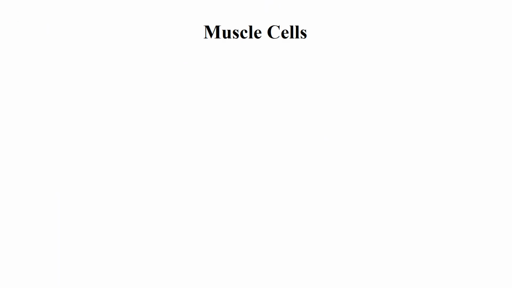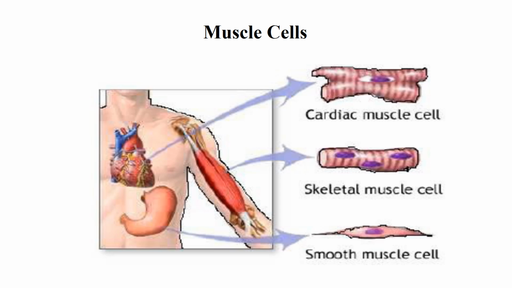We have what we call the muscle cell. Basically, we have three types of muscles: the smooth muscle, the cardiac muscle, as well as the skeletal muscle. When you look at the cardiac muscles, these are the muscles which do not get tired. These muscles are found specifically, as the arrow is pointing, in the heart. So the heart muscles are called the cardiac muscles.